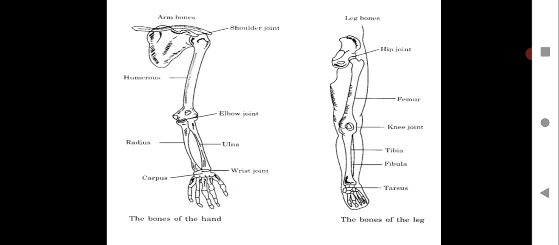Here you just have a look at the bones of the hand and the bones of the legs. On the left-hand side you can see the bones of the hand, and on the right-hand side you see the bones of the legs, and they are made up of various joints and various types of bones. Just have a look at this.